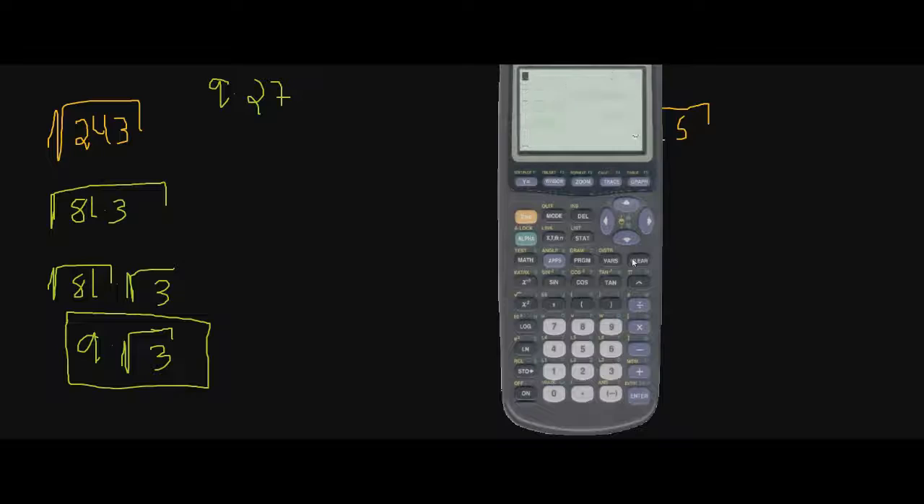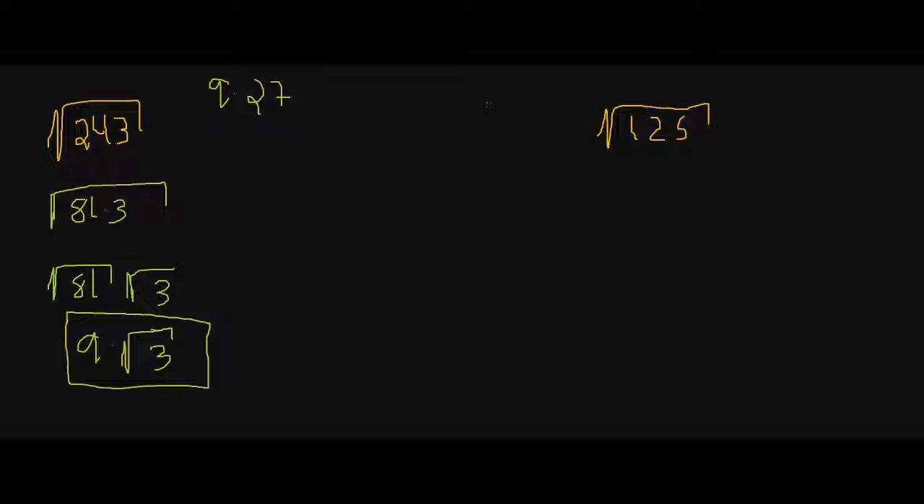And if you don't believe me, what we could always do is take the square root of 243, right? And I'll show you. You get 15.588. Well, now let's do 9 times the square root of 3. And we should get the exact same answer, which we do. All right, perfect. Go ahead and you try doing this problem over here.